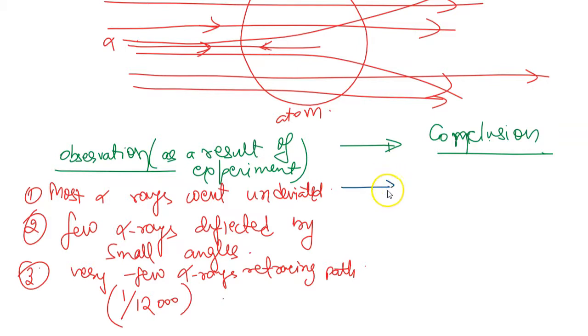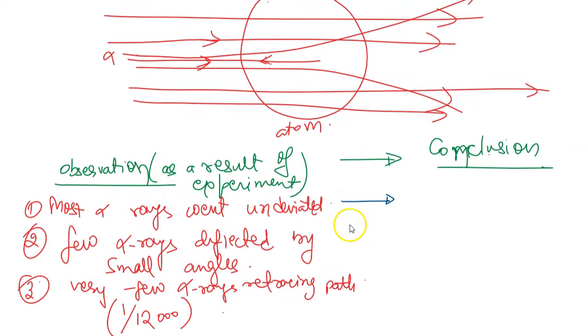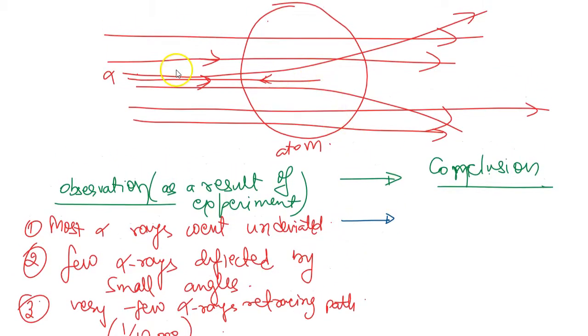So as most alpha rays went undeviated, let us see why it went undeviated. Alpha rays are positively charged radiations. So if positive charge is able to deviate, that means at the center there is some positive charge which is repelling the other positive charge, right? As a result, they are deflected. So most alpha rays went undeflected.